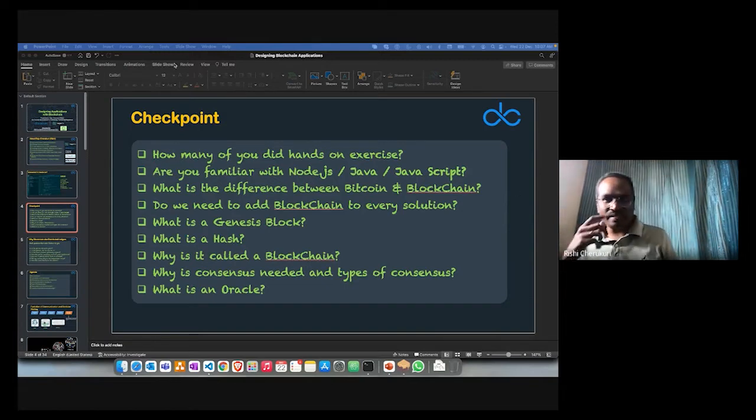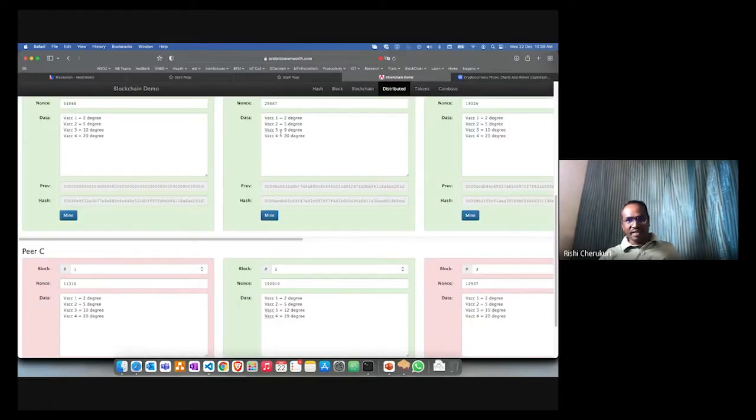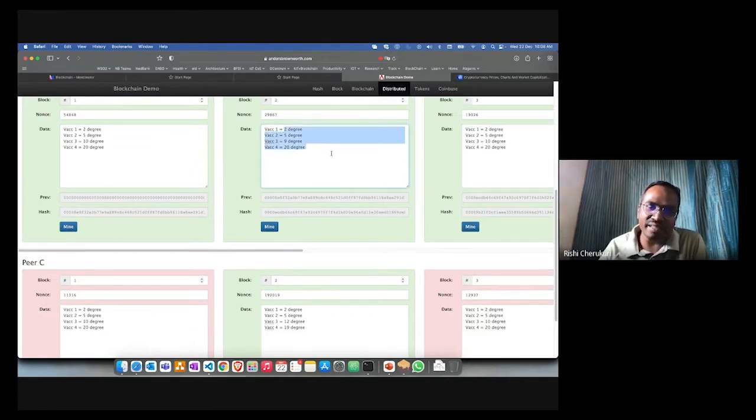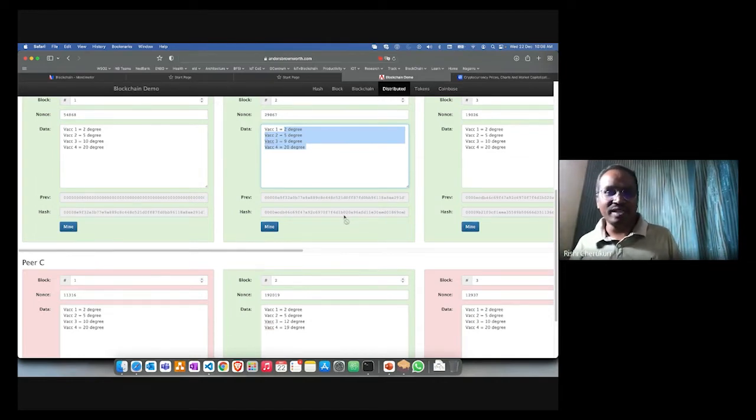Okay. So just give a minute for that, but it does look like not many of us know what an Oracle is. So in this example that we just talked about, vaccine stays at different temperatures, right? Now let's say I gave the job of recording the vaccine temperature to a person. Every half an hour that person comes, checks the reading and says, okay, vaccine 1 is at 2 degrees, vaccine 2 is at 5 degrees, 3 is at 9, 4 is at 20, whatever, right? So this person comes and inputs.